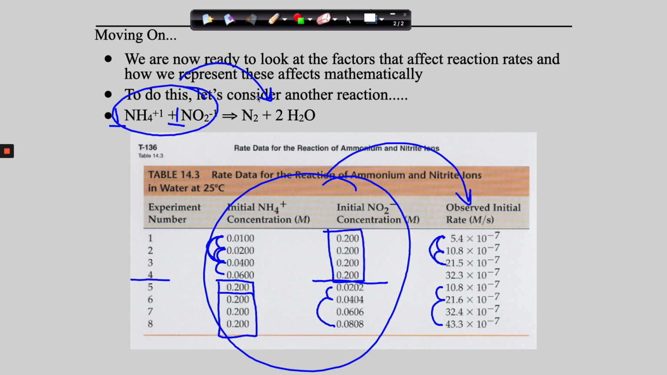So guys, this is a big idea. You can't figure out reaction orders from balanced equations. You have to get experimental data. That's what this is. On the test, they're going to give you the experimental data. You got to have experimental data.